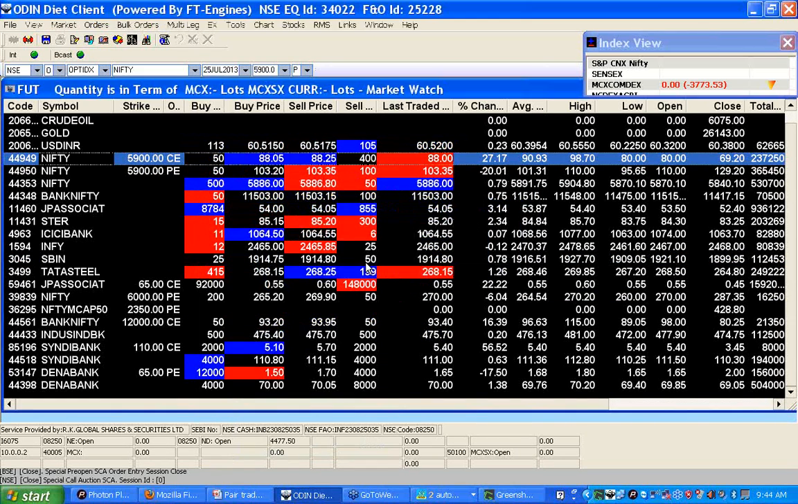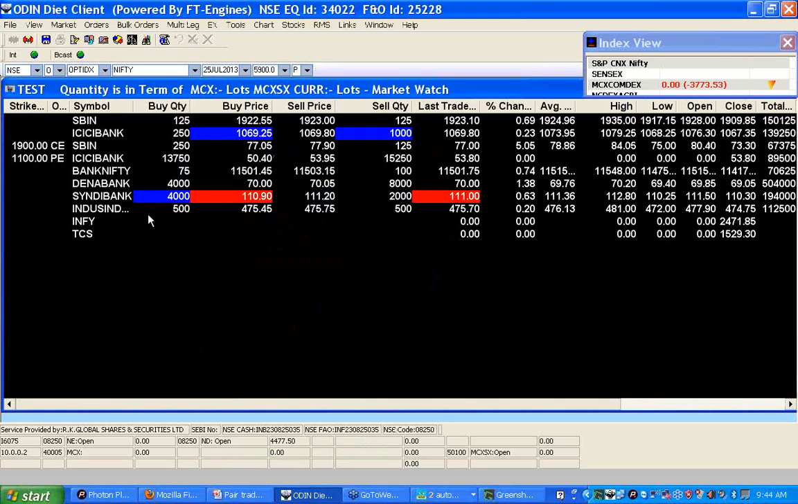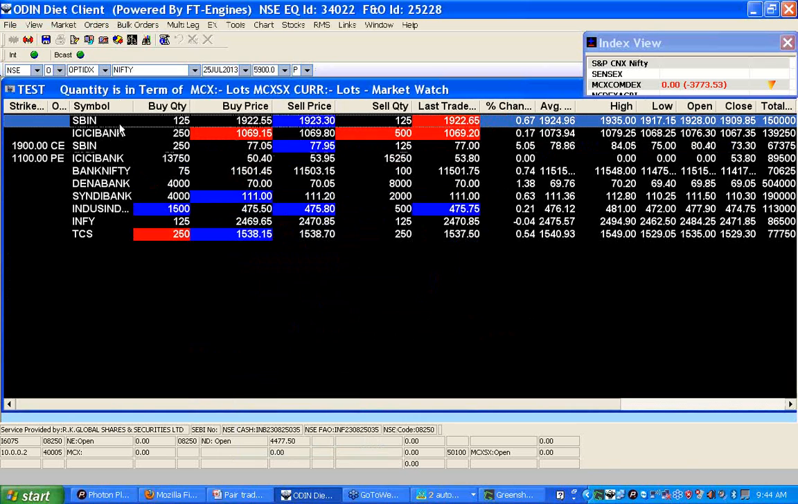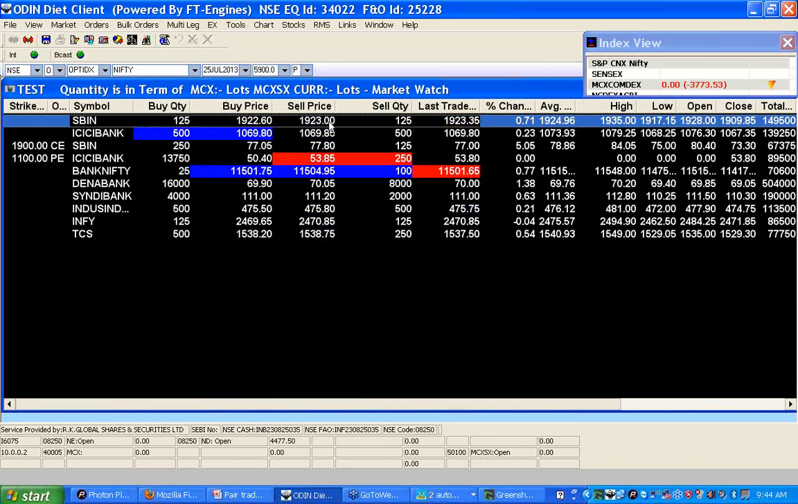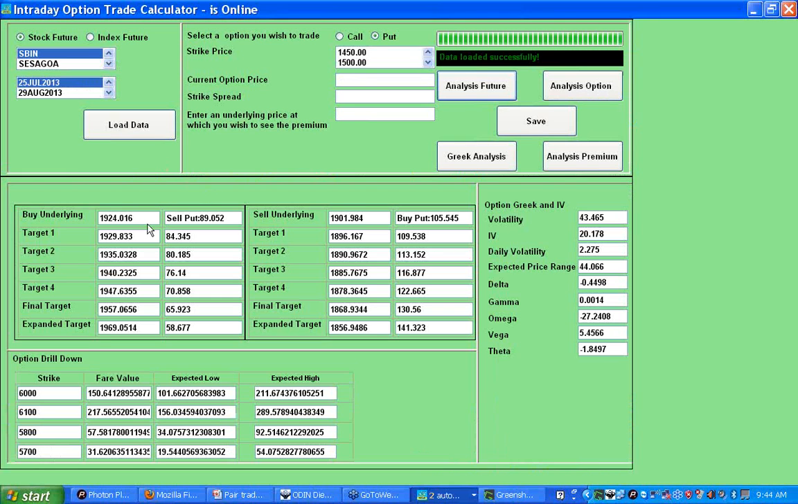So let me go to the future segment. State Bank of India, yes, 1923 now. So 1923 is the price now, very close, near to the buy entry price.